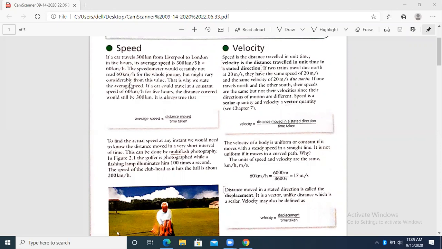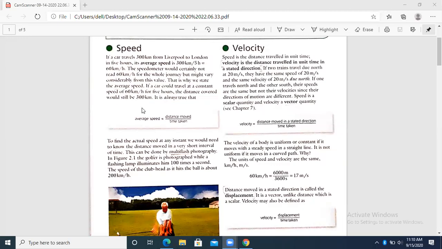But it might vary considerably from this value. Maybe the value changed from 60 to above or down. That is why we state the average speed. We are saying the word average speed. The average speed means what? Maybe he went slowly or fast, that is not a matter for us. We will consider only the total distance and the total time. That only we consider. That is called average speed.